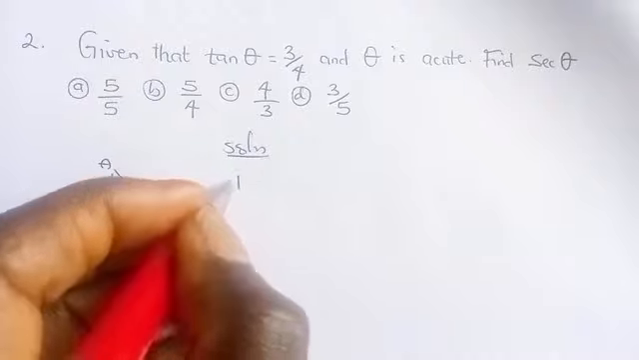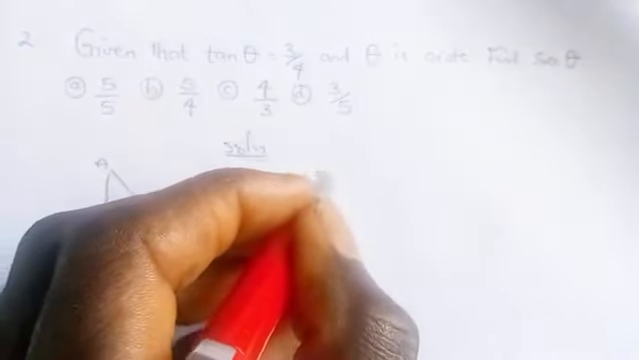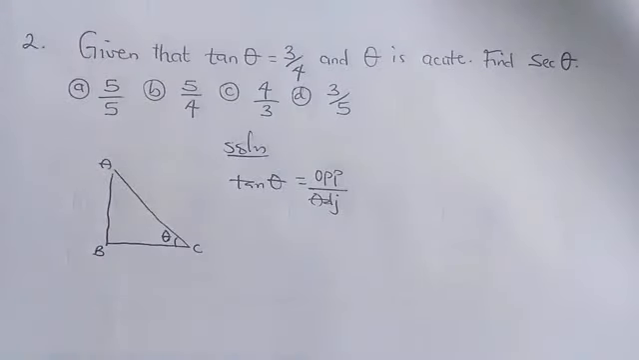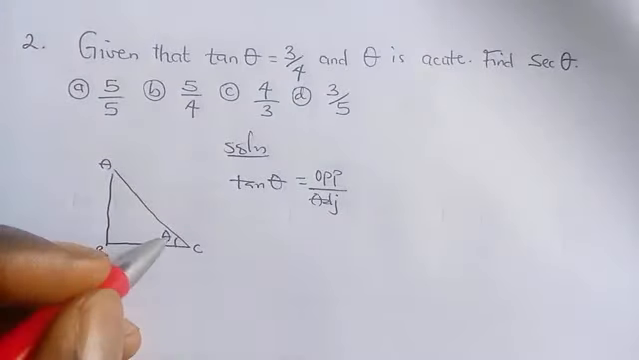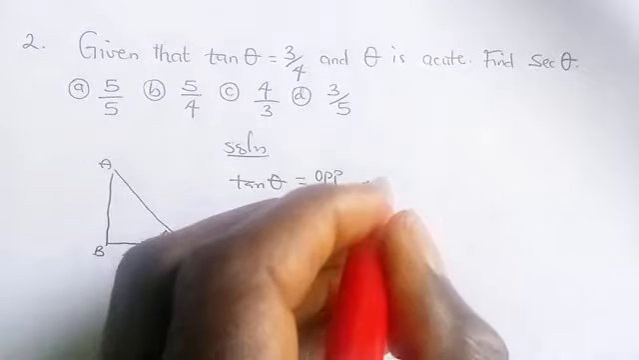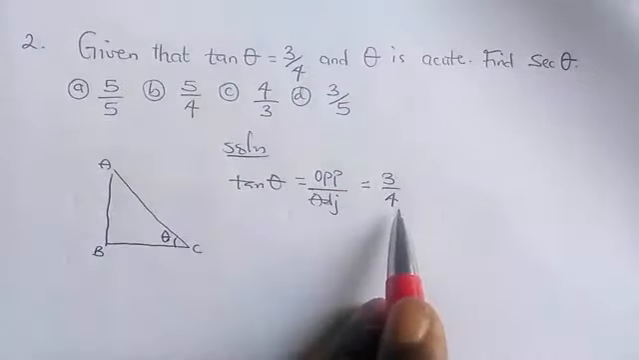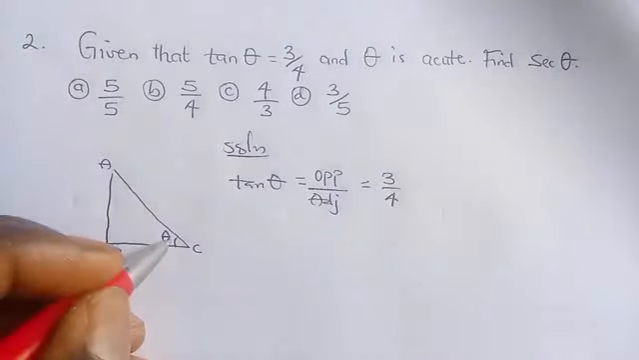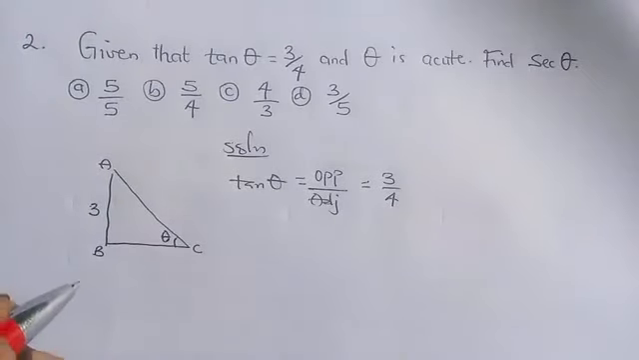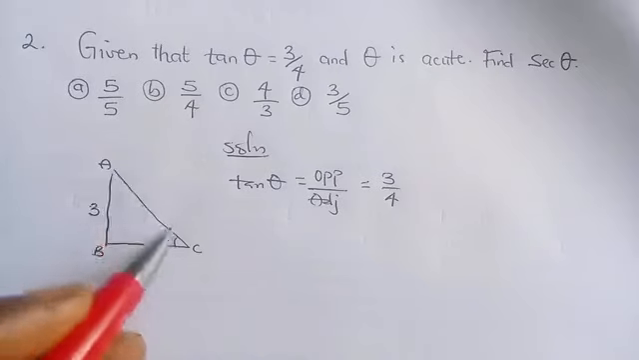Tan theta simply is equal to opposite over adjacent. So the opposite side to this angle theta is this place. If tan theta is equal to 3 over 4, meaning that the opposite is 3 and the adjacent is 4, the opposite side to this angle theta, we will write 3 here. And then the adjacent will have 4. Now we are left with the hypotenuse.